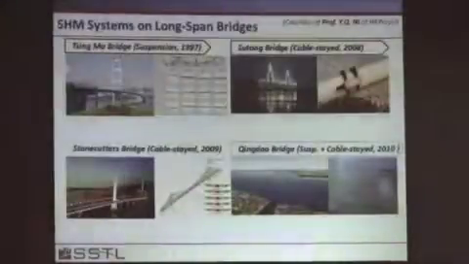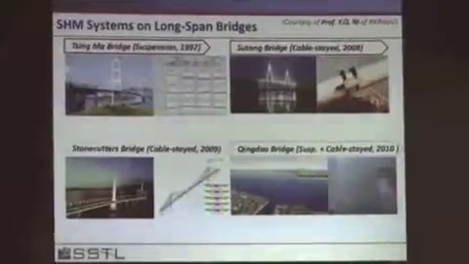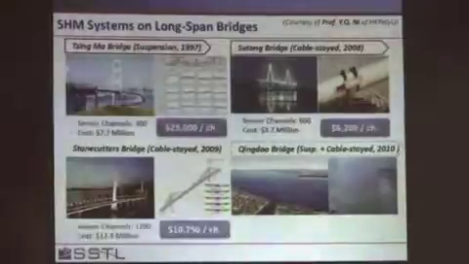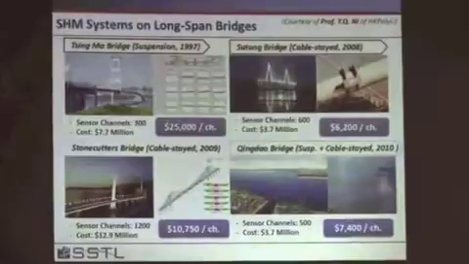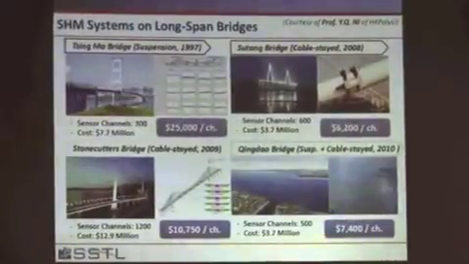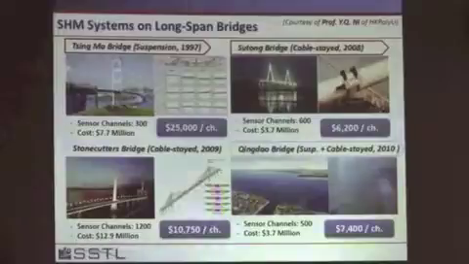Now this is just a few examples. The Qingma Bridge, the Sutong Bridge, Stonecutters Bridge, Qingdao Bridge. And if you look here, the cost, the least expensive, is about $6,000 per channel. A lot of the cost is associated with cabling. All of the cables have to be put in conduit, and so the installation costs are substantial.